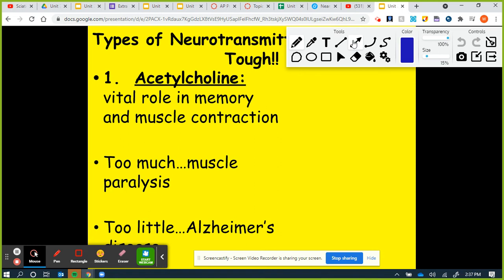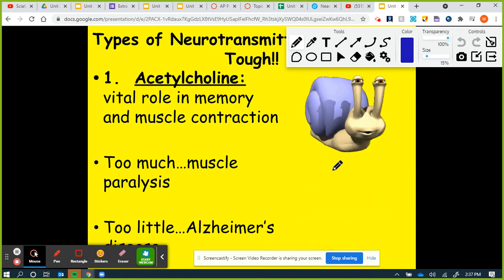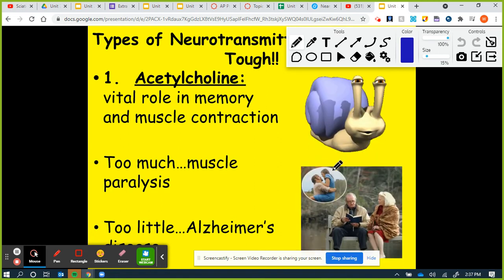In fact, with Alzheimer's disease, they found that it is partially due to the deterioration of acetylcholine neurons. Too much acetylcholine can cause muscle paralysis because it causes the muscles to contract way too fast, which can cause you to suffocate, to asphyxiate. The muscles in the neck tighten up and can cause you to asphyxiate. Too little acetylcholine has been associated with Alzheimer's disease.